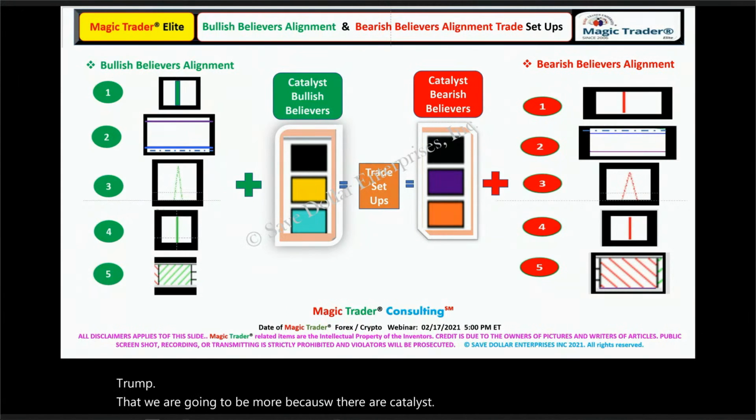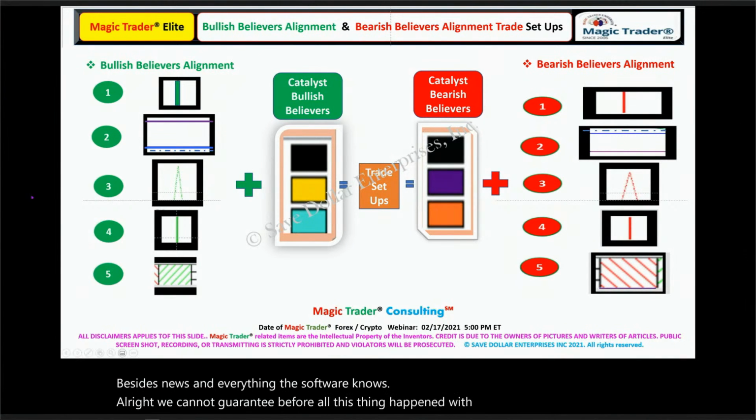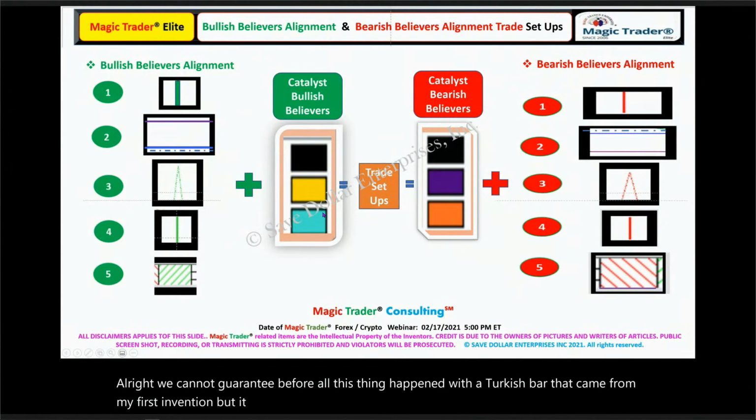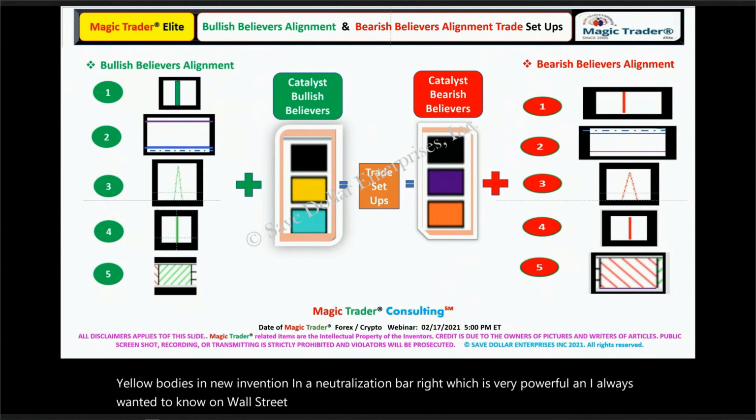Besides news and everything, the software knows, right? We cannot guarantee. Before all this happened with the turquoise bar, that came from my first invention, but it is much different, because I learned a lot of things from the first product. So the yellow bar is a new invention, a neutralization bar, which is very powerful.